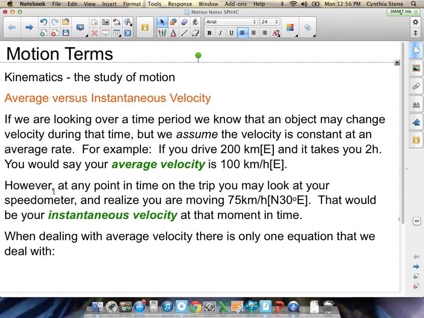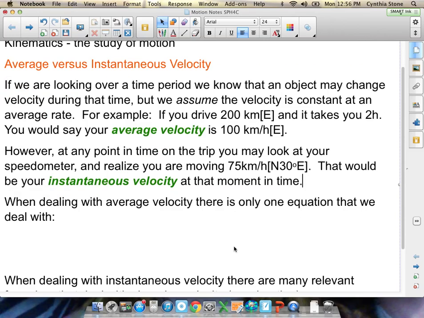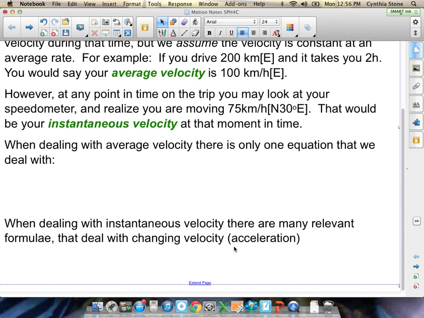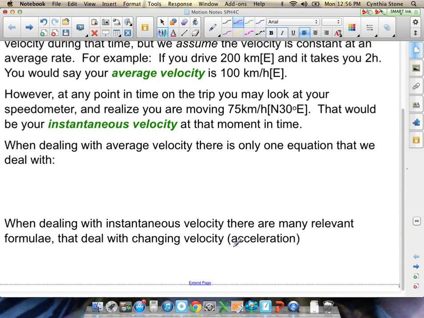But this is what we care about, average. Sometimes, though, at any point during a trip, you may look at your speedometer and realize you're moving at this speed and this velocity, at that angle, north 30 degrees east. That would be our instantaneous velocity at that moment in time. So most often we care about average, but sometimes we care about instantaneous. And when we're dealing with average velocity, and again, you can pause this if I'm going too fast, the only equation we deal with is this one that I showed you already, right?